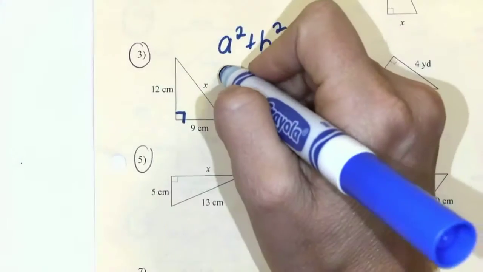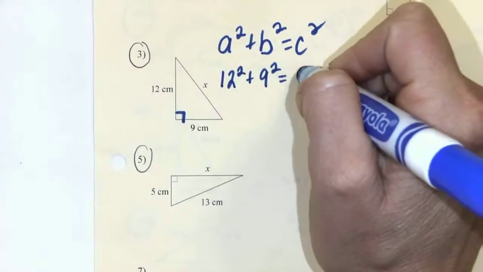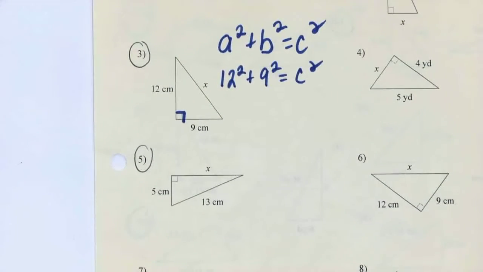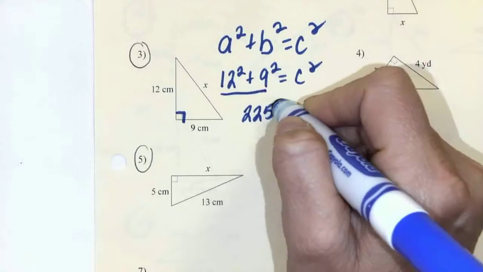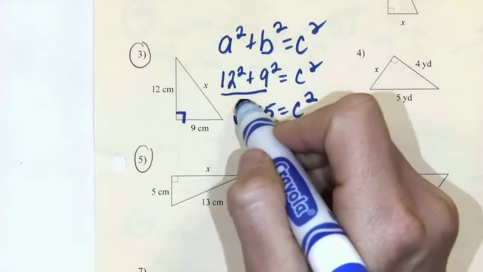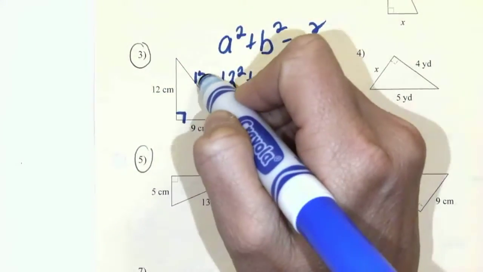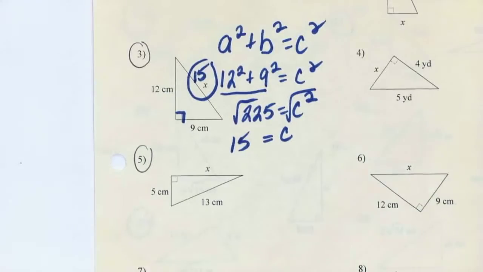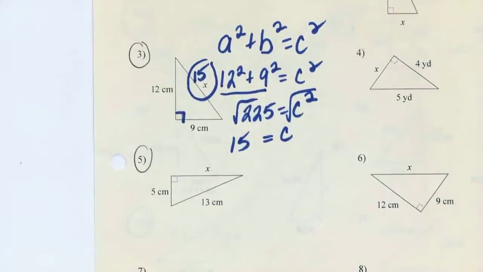In this case, 12 and 9 are the legs. I do not care which one you make A and which one you make B. 12 squared is 144, and 9 squared is 81. I type that straight into my calculator, these two, and I get 225 equals c squared. Last step in Pythagorean theorem is always to take the square root. C is 15. You know you're in good shape because the hypotenuse is always the longest side, and 15 is definitely longer than 9 and 12.